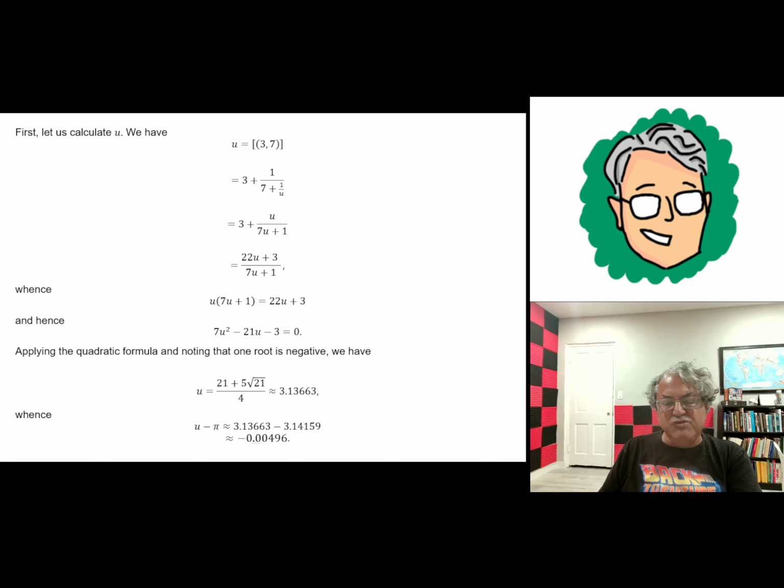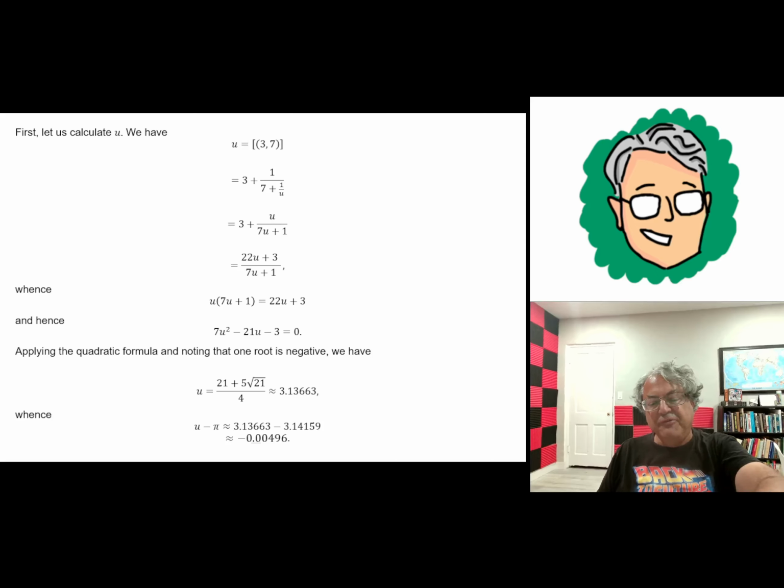Turns out the difference, u minus pi, is going to be negative because u is less than pi. The difference is approximately minus 0.00496, or about 1 part in 200. So it is a good approximation of pi. Actually, it's not even as good an approximation of pi as 22 over 7. That only differs from pi by about 1 part in 700, I think. I didn't say these are necessarily very good approximations, but they are approximations of pi.